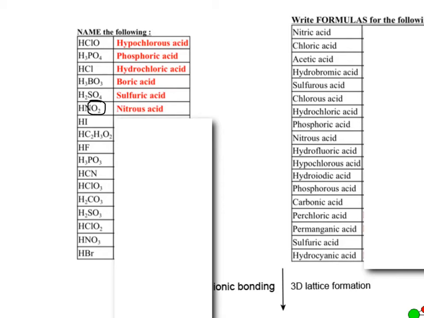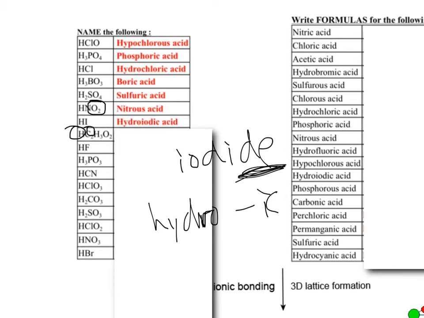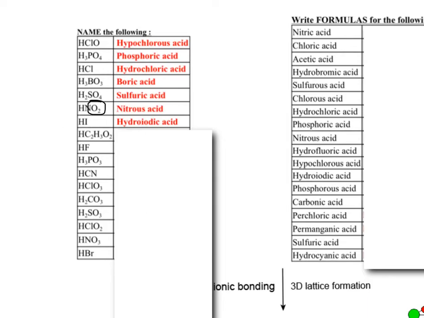HI. So hydrogen is the cation. The anion then is iodide. It's an ide ending, which means I'm going to have to put a hydro in the front and then an ic at the end. So this is hydroiodic acid. That one's kind of tricky. Sounds weird, but that is what it is, hydroiodic acid. Okay, so now let's do the next one.